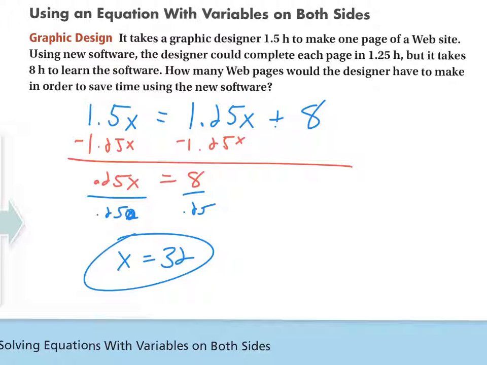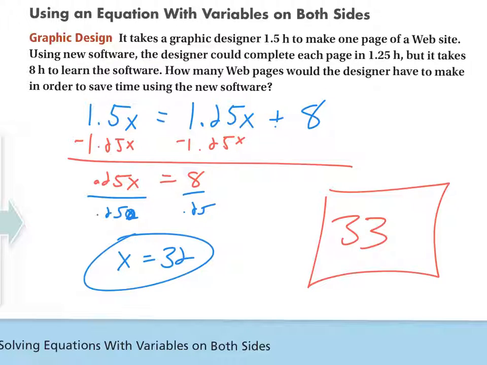So how many pages would it take before he starts saving time? Is he saving time right now? No, 32 is when it's equal. So 33? So 33. All right, that's a tricky part that they're trying to do to you. 33 is actually our answer here because of how they worded the question, and that is a high school concept right there. In junior high, the question would be, when would they be the same? Or how many pages until it's equal?